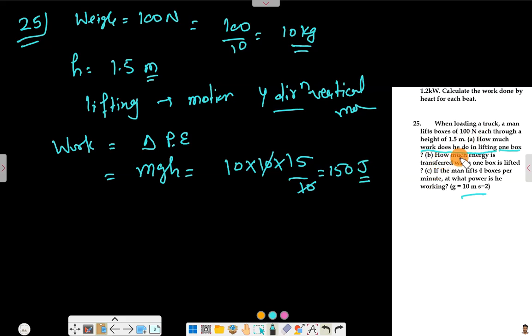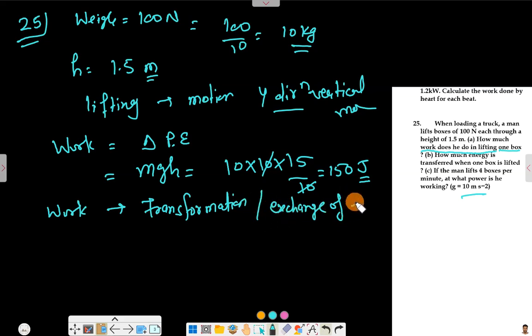Second part, how much energy is transferred when one box is lifted? If work done is 150 joule, then work is just transformation or exchange of energy. So if work is 150 joule, then change in energy or transfer in energy is also 150 joule. Now going to part number C.